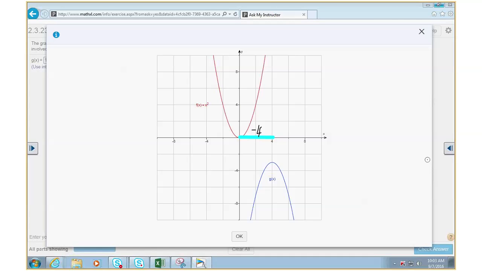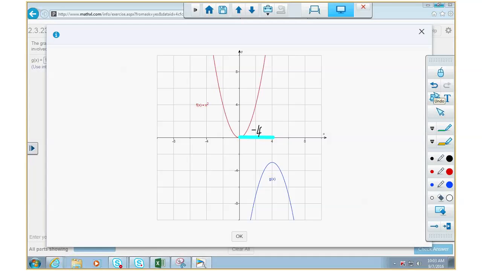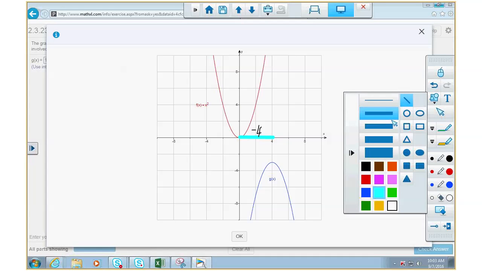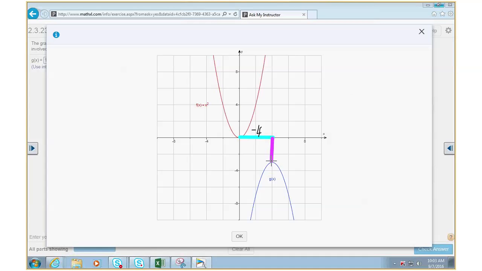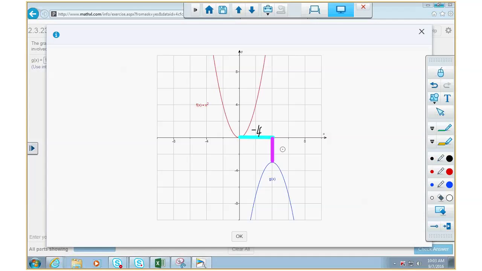And then a vertical shift. Take our handy dandy magenta line. Go down. So what's that? That's the vertical shift of what? Negative what? Negative 3.